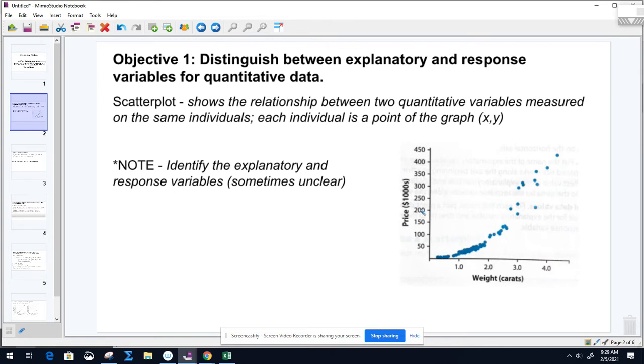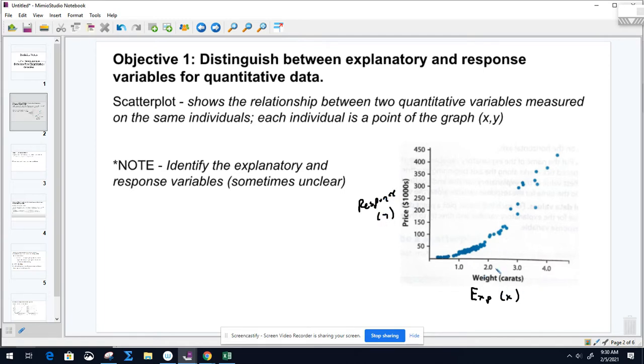We should be familiar with scatter plots, and scatter plots show the relationship between two quantitative variables measured on the same individuals. Each individual is a point on the graph. So this is really important that every single one of these responses, these quantitative variables, is an X value and a Y value, okay? So we're going to identify the explanatory and the response variables. And again, sometimes that can be unclear looking at a scatter plot. So if you see here, the X value is the explanatory, and the Y value is the response, which is the Y value, okay?